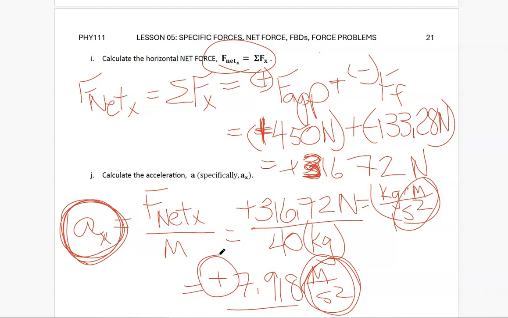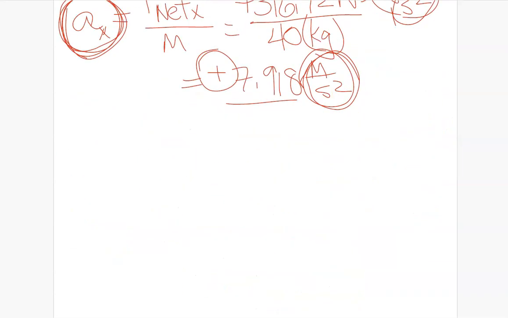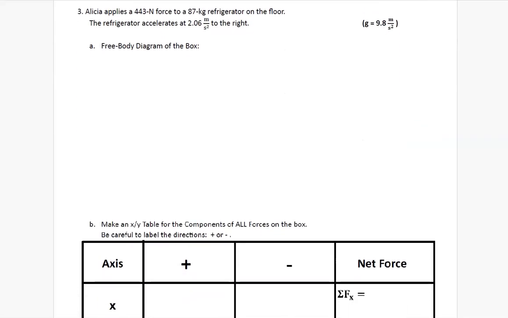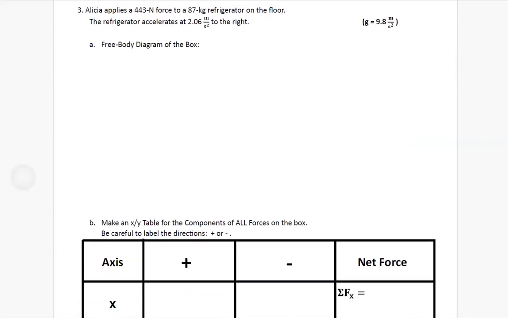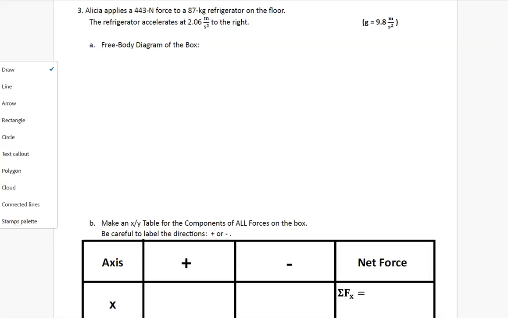And that's it for this problem. Okay, let's look at one more horizontal motion problem. Number 3. Alicia applies a 443 Newton force to an 87 kilogram refrigerator on the floor. Okay, what do you know so far? You know that there's an applied force of 443 newtons, and you know that the mass of the refrigerator is 87 kilograms. So we can immediately take little notes.